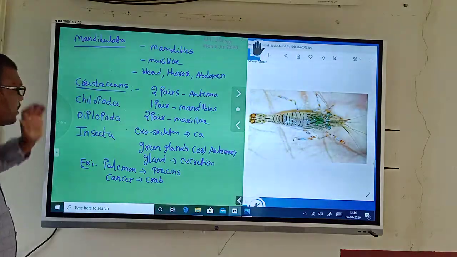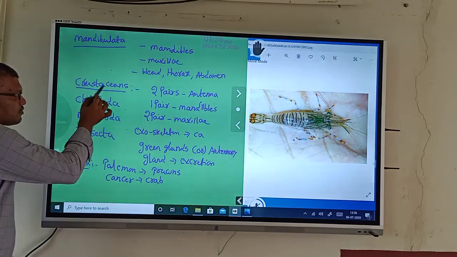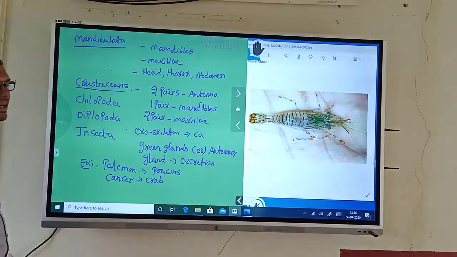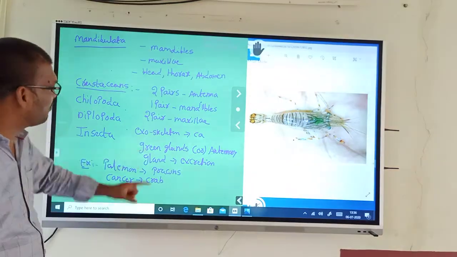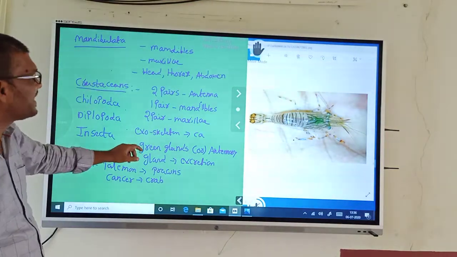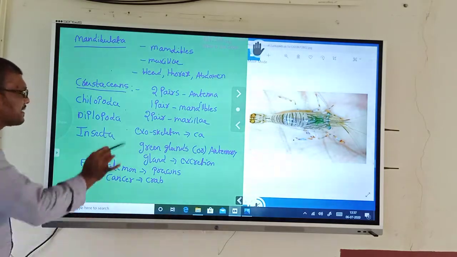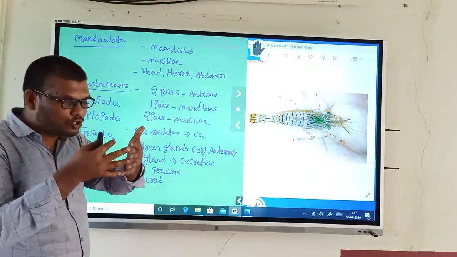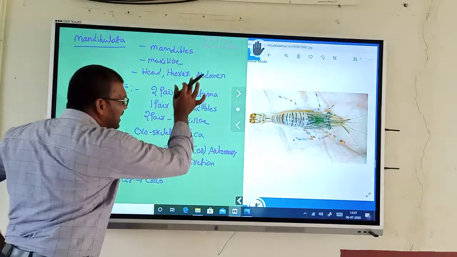Here in mandibulata, totally four classes are present. What are the four classes? The first one is crustacea, the second one is chilopoda, the third one is diplopoda, and the fourth one is insecta. They have some exceptions. What is that in mandibulata? The body can be divided into three parts: head, thorax, and abdomen. Except in the crustaceans. In crustaceans, the head is fused with the thorax, that is called the cephalothorax, and the second part is the abdomen.